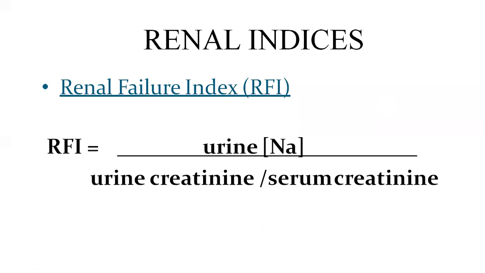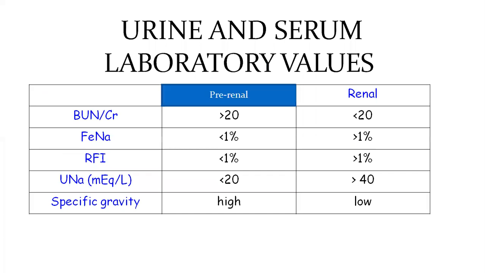Now we have the renal failure indices, which estimate the severity of renal failure. We have this equation where the index can be calculated by measuring the concentration of sodium in the urine, and the urine creatinine and serum creatinine ratio. Also, urine and serum laboratory values for pre-renal and renal causes of acute renal failure are enumerated here.